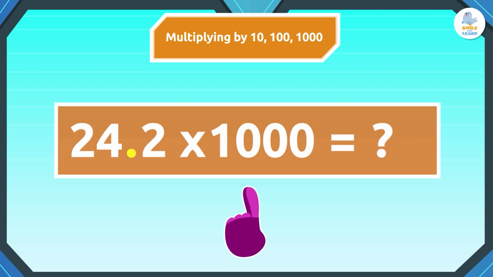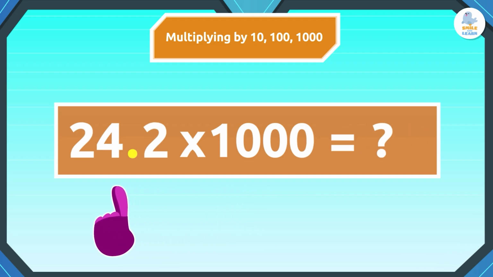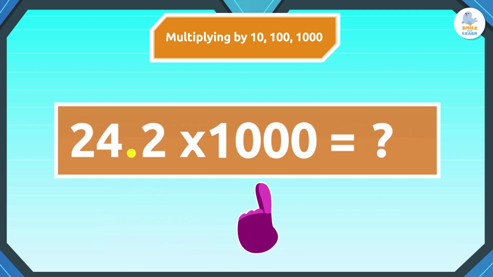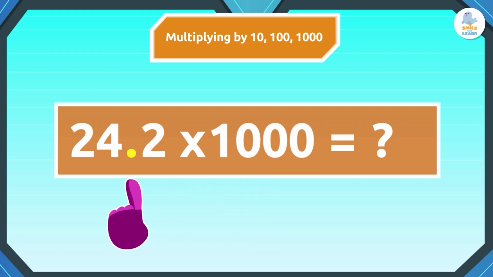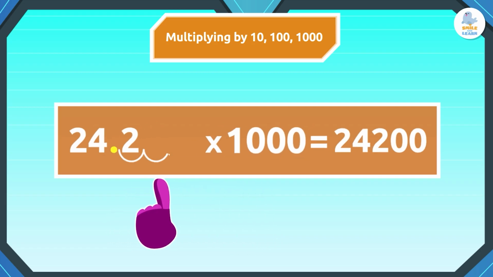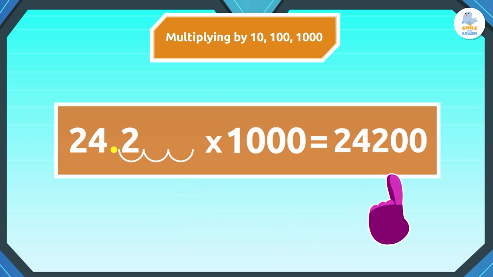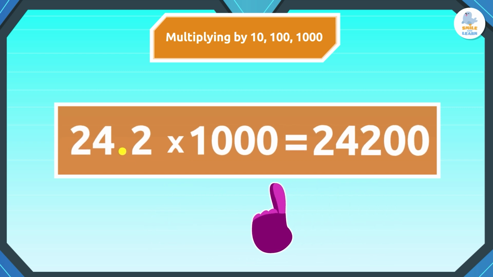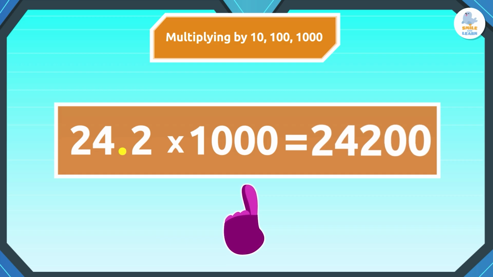Let's move on to the last example. To calculate 24.2 times 1,000, we have to move the decimal point over 3 places. Since we don't have enough digits to move it 3 places to the right, we add 2 zeros to our number. Great! The product is 24,200.